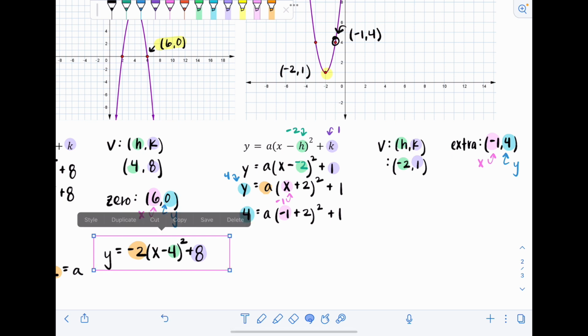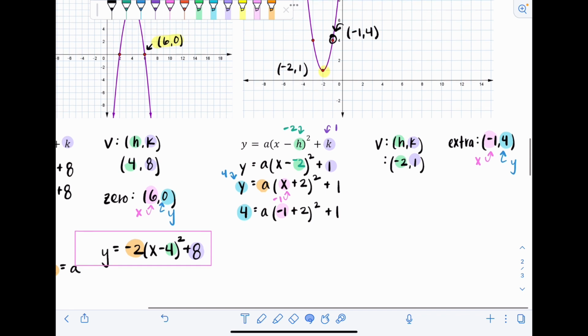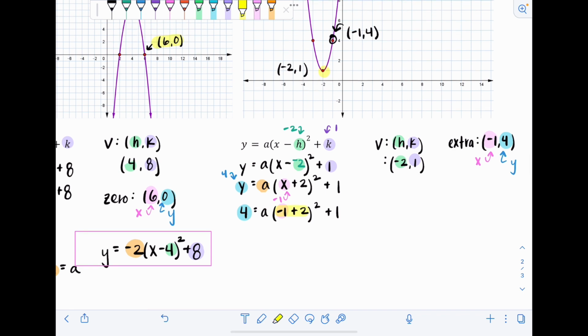I'm going to move this, see if I can move it. Moved it way too far. Okay, anyways, it was just kind of in the way.